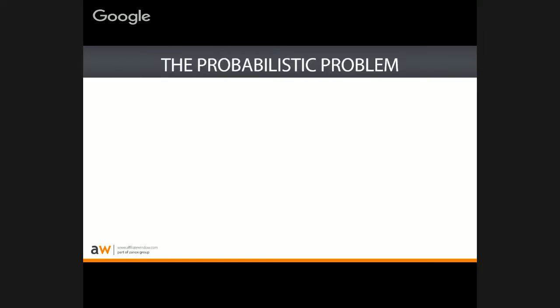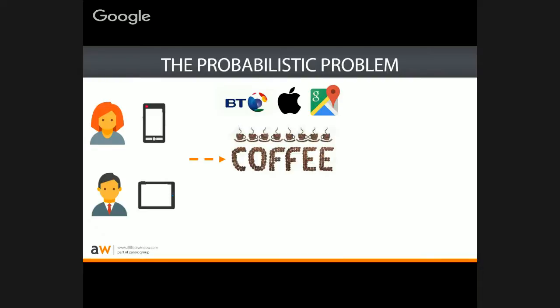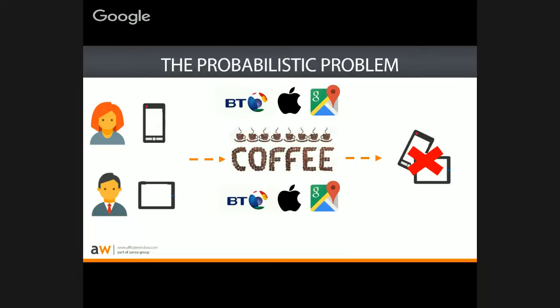I'll give you a quick insight into the problem of probabilistic. Try saying that fast. We've got a user on an iPhone, goes to a coffee shop. Probabilistic cross-device tracking would probably look at these three things in order to make a match. Type of internet connection, type of operating system, and the location. Totally different user, totally different device, totally unrelated people, same coffee shop, same three things. And this is likely to create an incorrect device match between these two people.